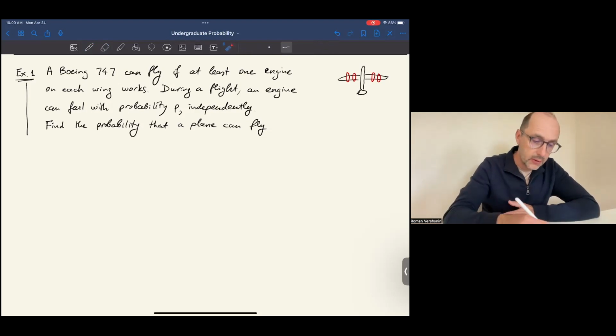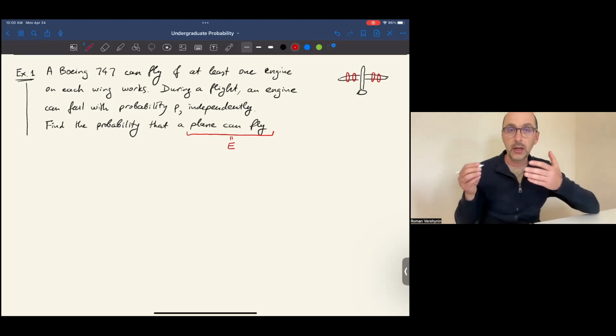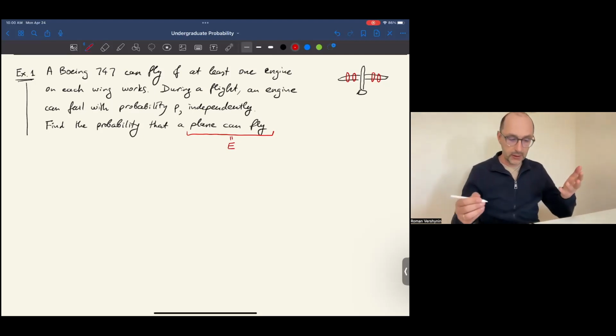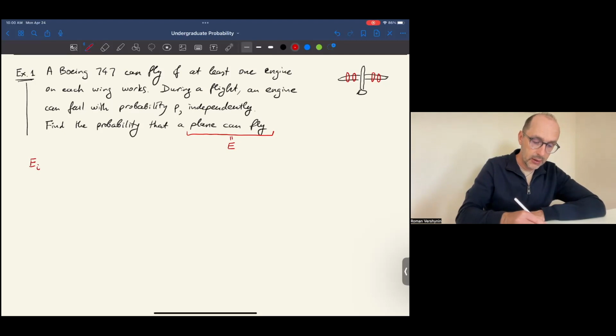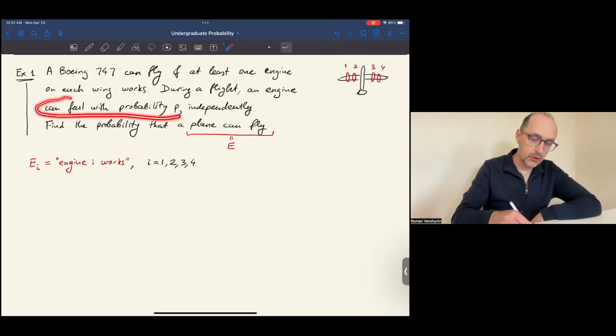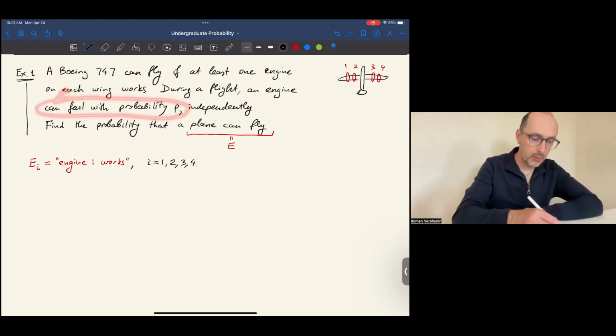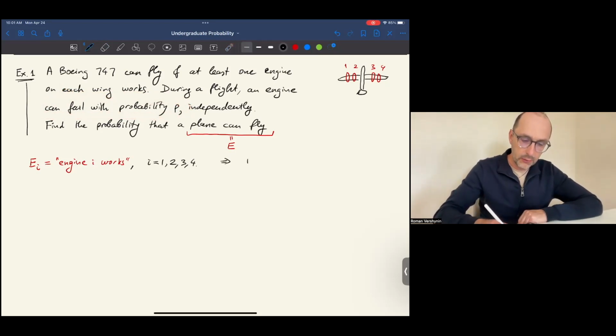So we are interested in the probability of this event. Let's call it E. This event is determined by which engines work and which fail. So let's look at these events. EI will be the event that engine I works, where I can be one of these four engines, 1, 2, 3, and 4. The assumption says that the engine fails with probability P, and therefore it works with the complement probability, 1 minus P. So probability of EI equals 1 minus P.